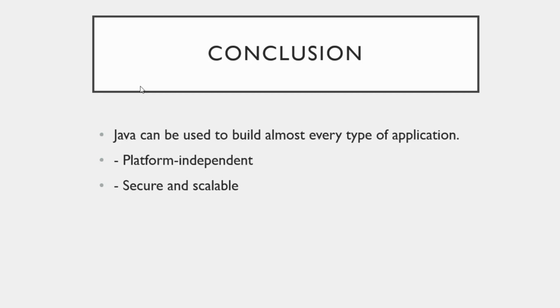So, in conclusion, Java is used to build almost every type of application in the market because it is platform independent, and it is also secure and scalable.